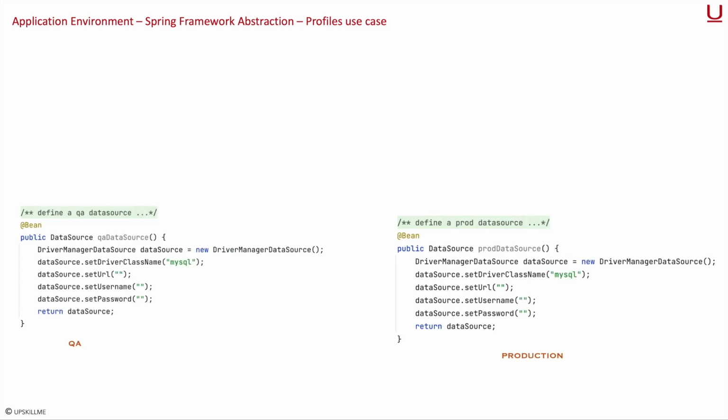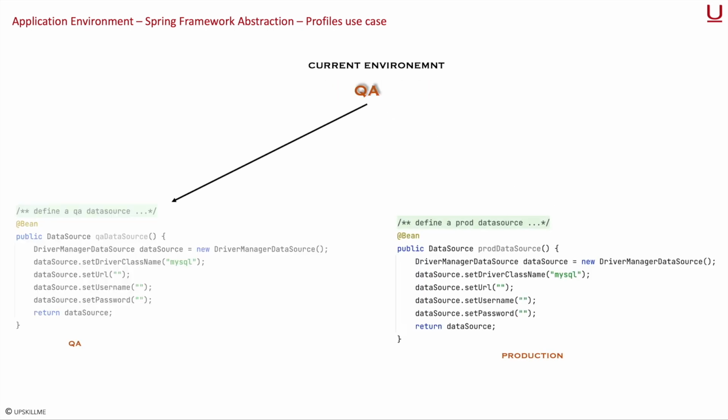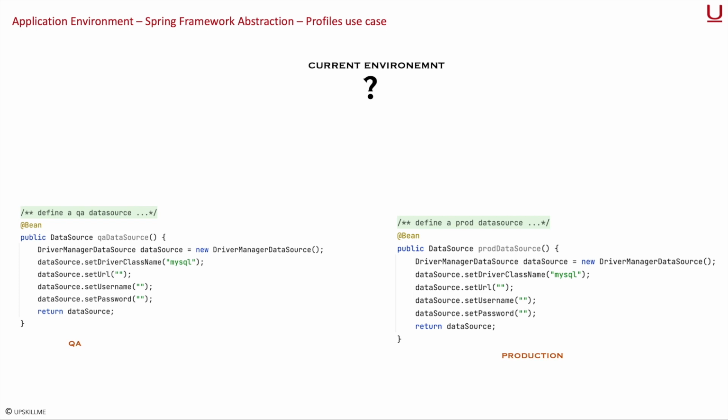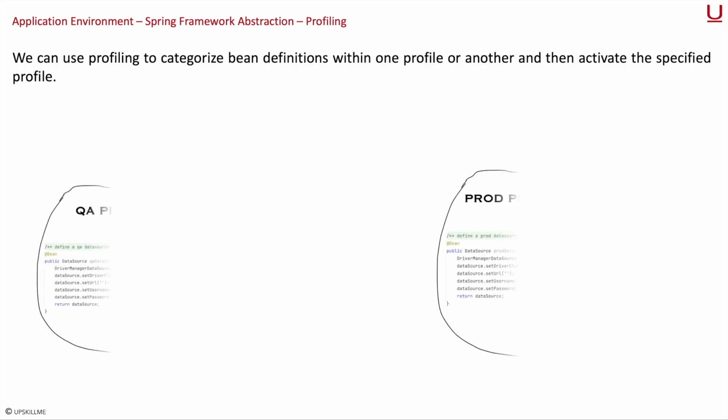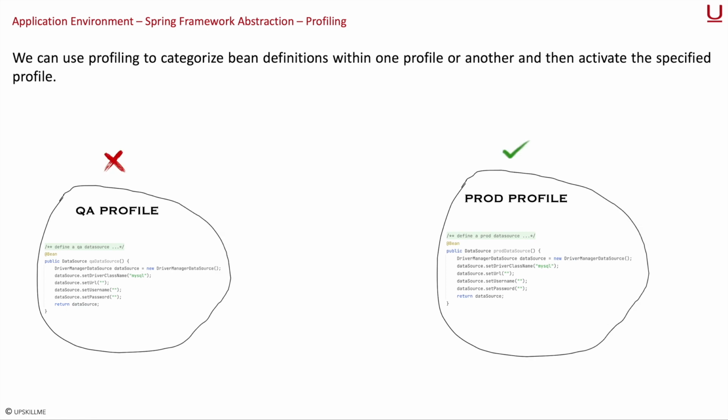To have different databases for different environments, you typically will have two different bean definitions. One should be active in the production environment and another one should be active in the QA environment. The problem is, how would you switch between them based on the current environment the application is running in? This problem is solved by bean definition profiles. We can use profiling to categorize bean definitions within one profile or another and then activate the specified profile.